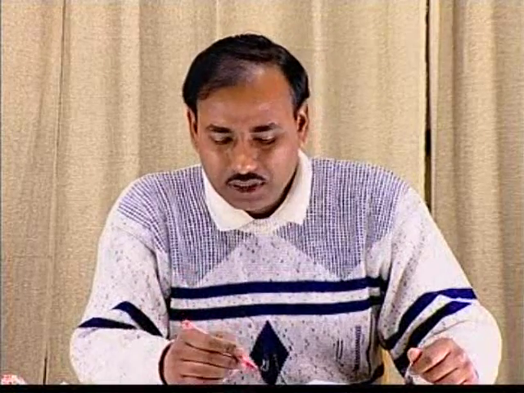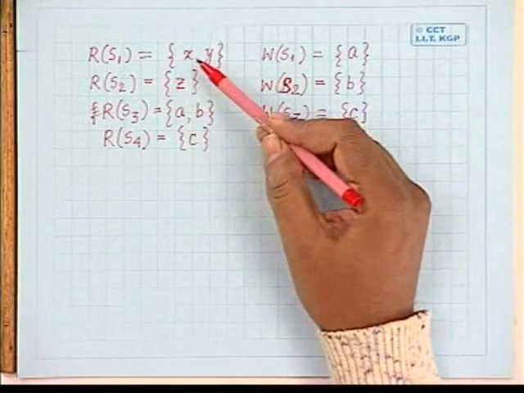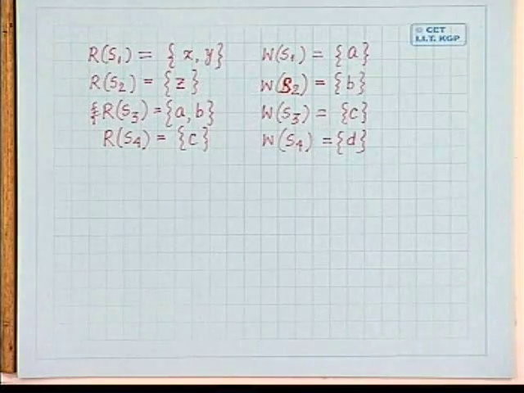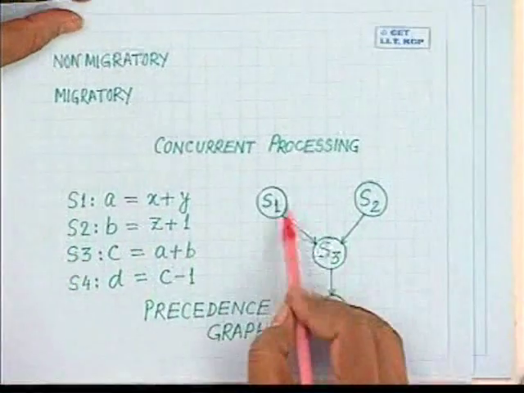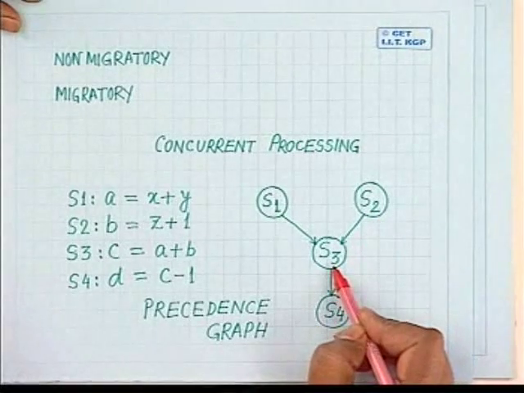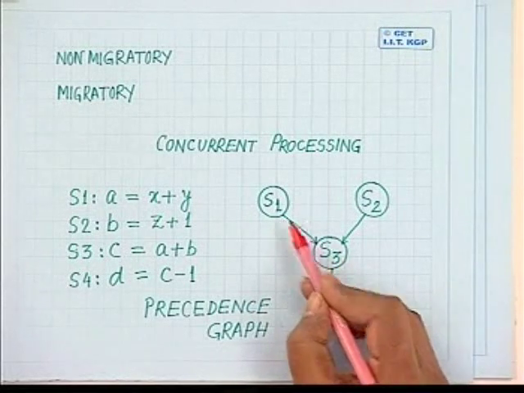Now, you can find out the precedence relation by studying this read set and write set. So, in this example, we have said that we can execute S1 and S2 in parallel, concurrently, but S3 cannot be executed concurrently, neither with S1 nor with S2.